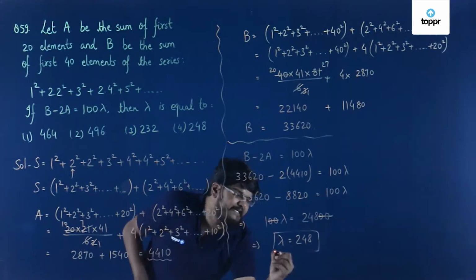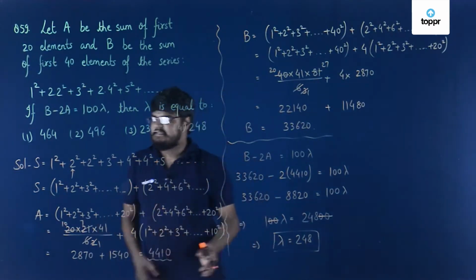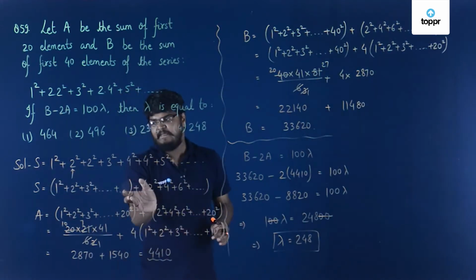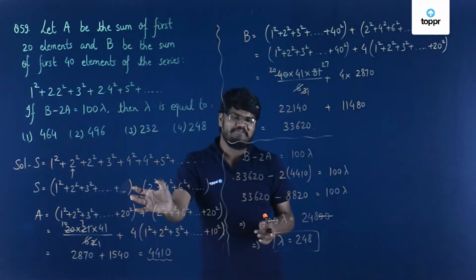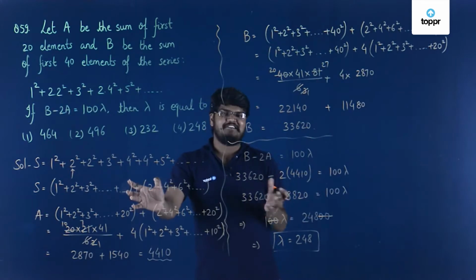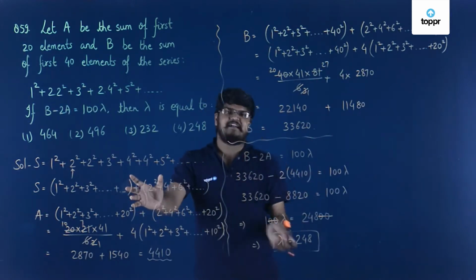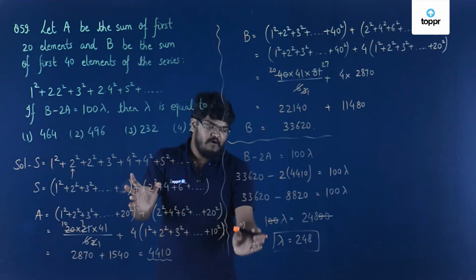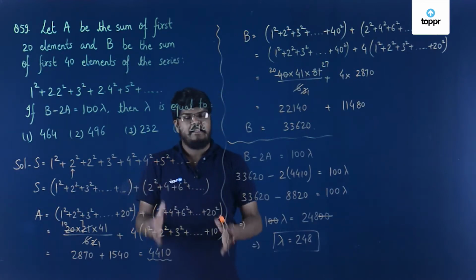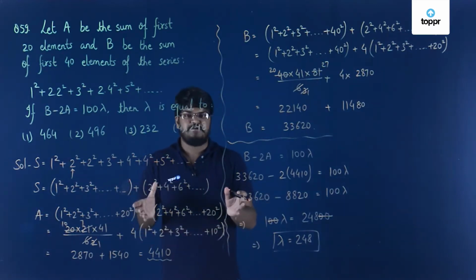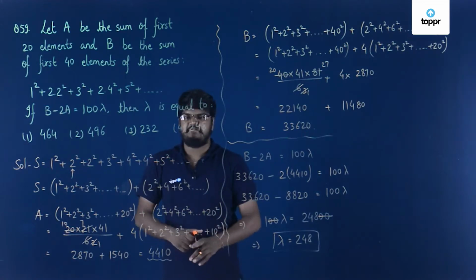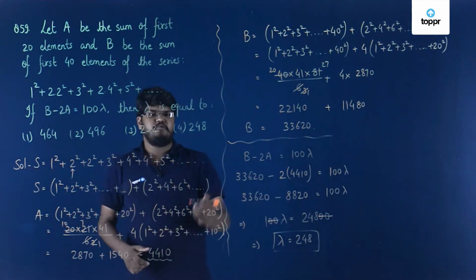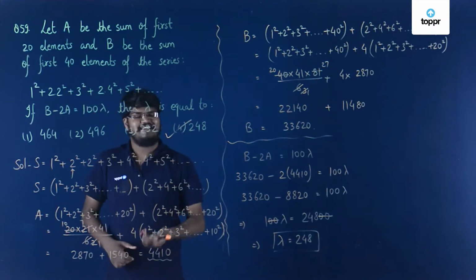A little calculative question, but well, the thing is that if you had got this one correct, then it should actually be that we spend a couple of minutes on the calculation of this particular question. So yeah, a little calculative, but that doesn't mean that we should leave it, because it's a very simple question. And since lambda is equal to 248, well, option 4 is the correct answer.